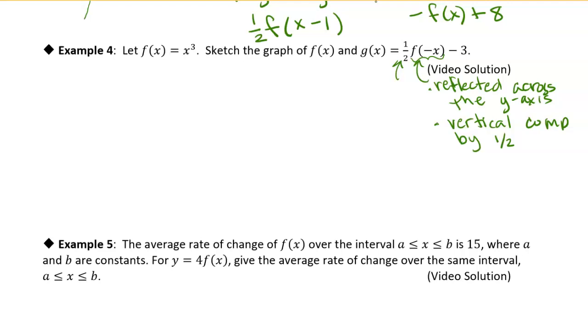And then we've got this -3 at the end. Now that's a vertical shift down by 3. All right, so a reflection and a compression, and then we have a shift down by 3. Okay, it's a vertical compression. All right, so that's what's going on here.